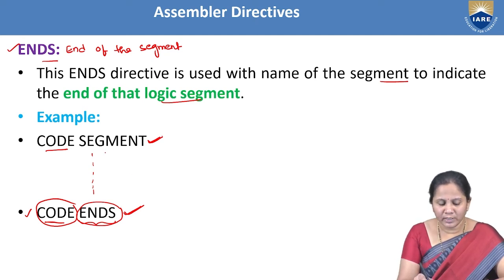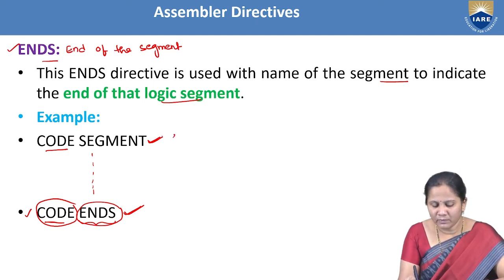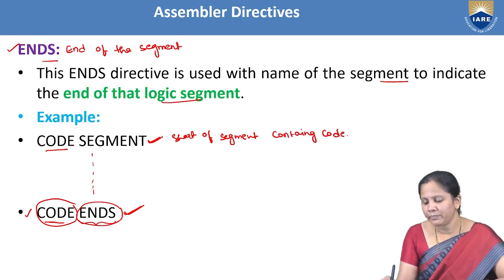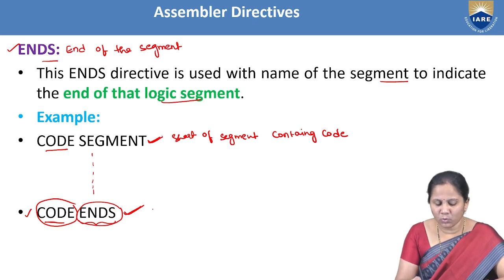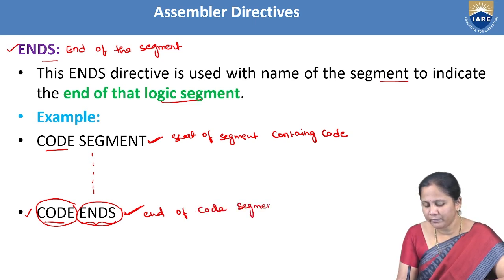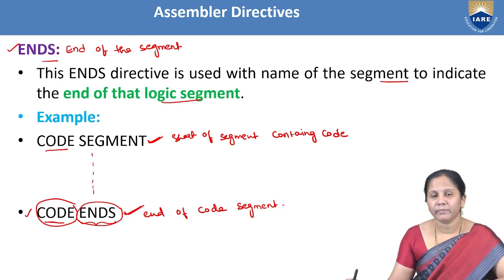Here, CODE SEGMENT represents the start of the segment containing code, and the last line is CODE ENDS, which represents the end of the code segment.